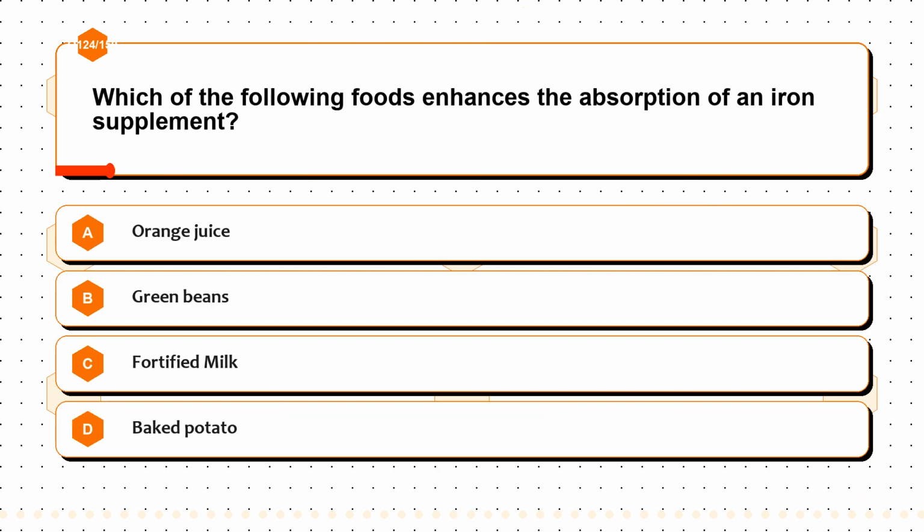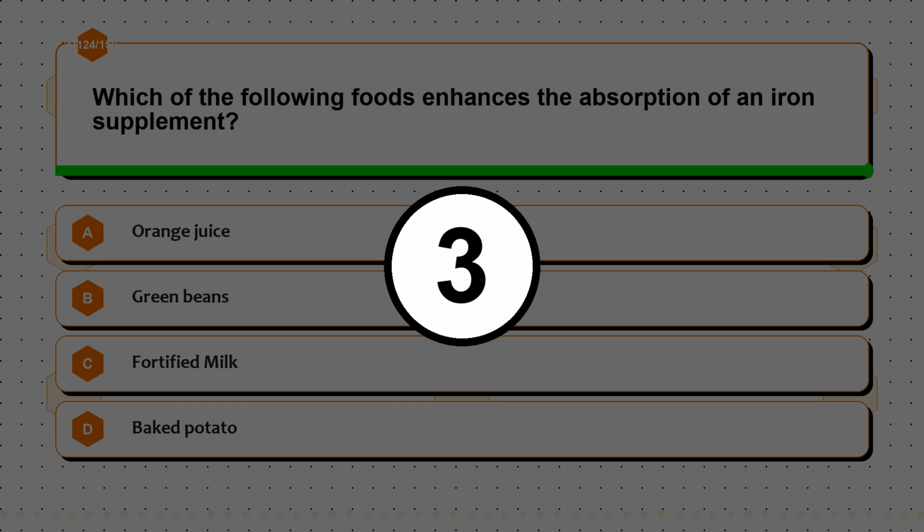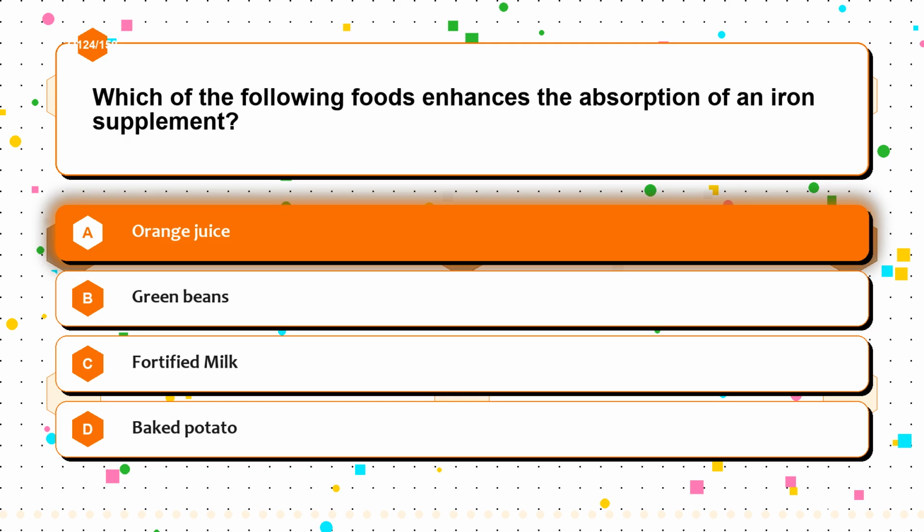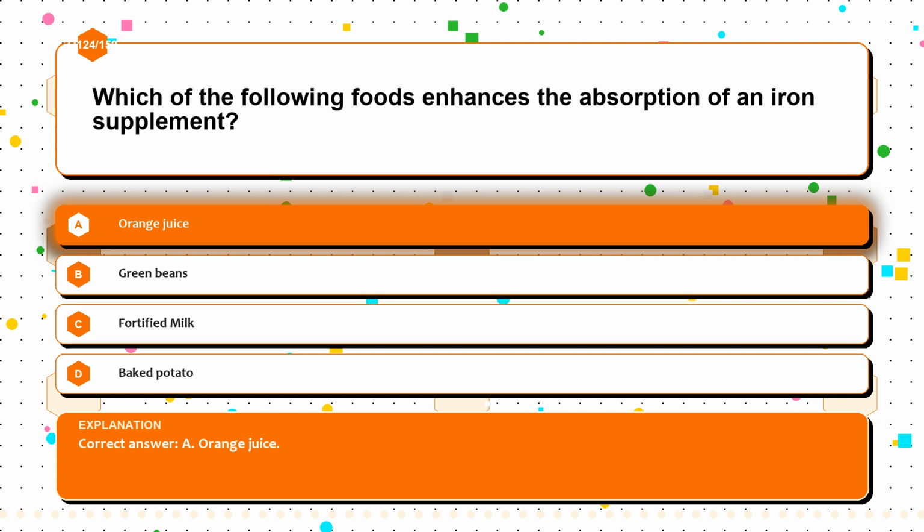Question 124. Which of the following foods enhances the absorption of an iron supplement? Here are the options. Option A: orange juice. Option B: green beans. Option C: fortified milk. Option D: baked potato. The correct answer is option A, orange juice. Correct answer A, orange juice.